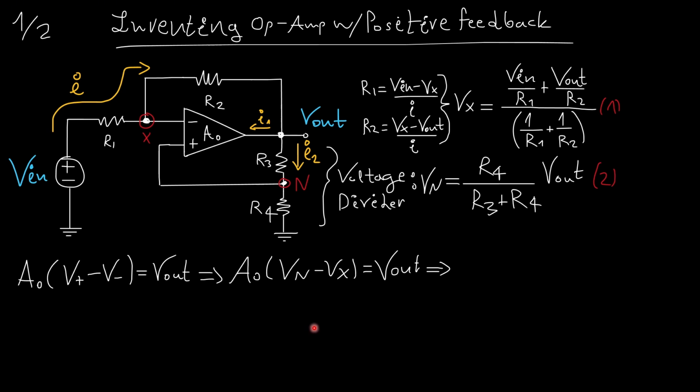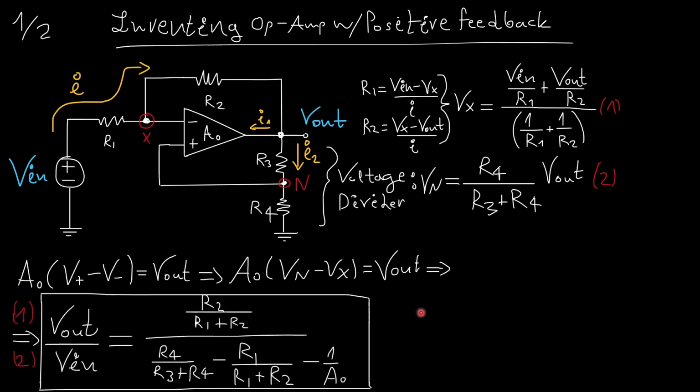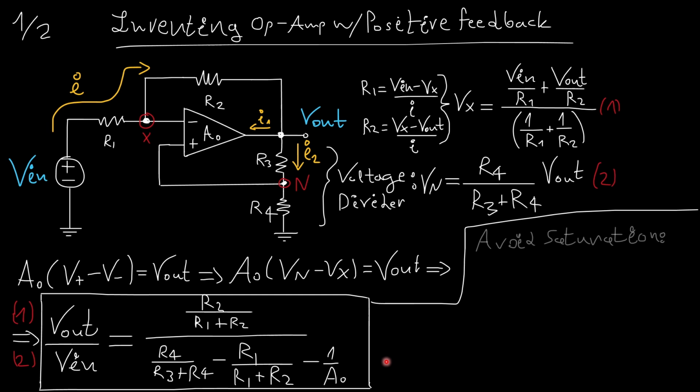Well, if I replace V plus, which is here, with Vn, and V minus with Vx, alright, these are the same voltages, and I replace Vx from here and Vn from here, I get this amazing result over here. Alright, take some time to digest this, and what I'm going to do is I am going to make some observations.